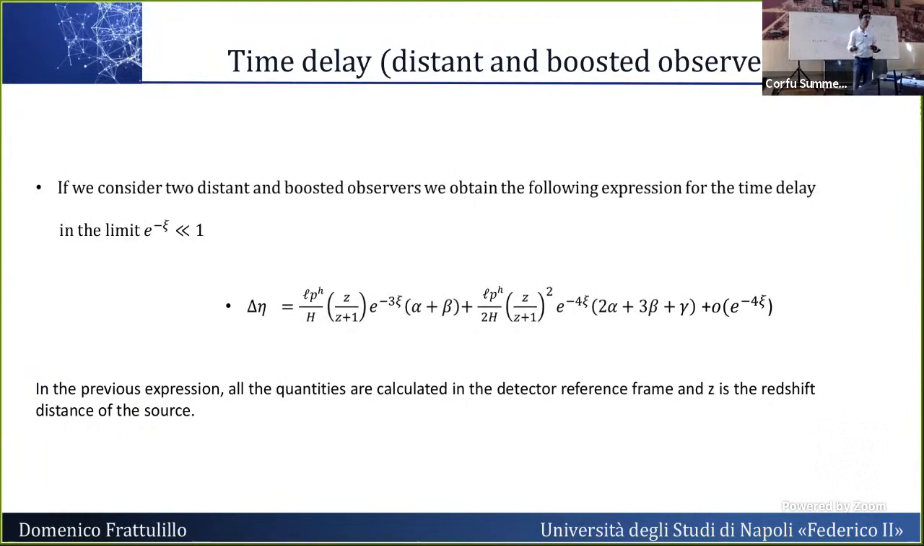And again, as in the Minkowski example, the boost exponentially suppresses our time delay. And here Z is the redshift of the source. We again have a linear dependence on the momentum of the particle. And if we send H to 0, these terms go to 0 and only the first one survives, and the result tends to the one that we have found in Minkowski spacetime.